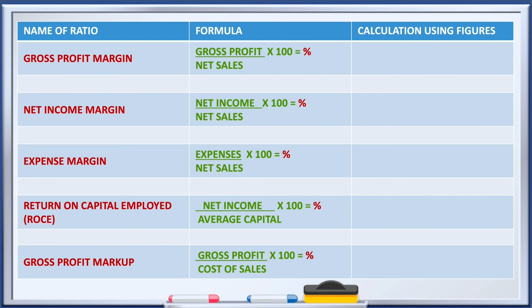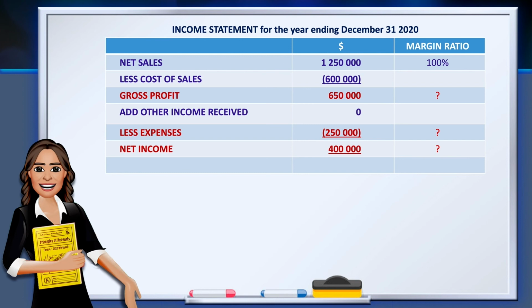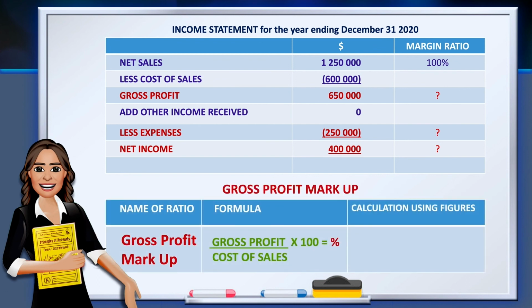A worksheet will be sent to you, and you can also present your answers in this format, where you do your income statement and you put your figures next to the absolute amounts so that you can see the monetary amounts as compared with your margin figures. And you will also have to work out your ROCE separately and your gross profit markup using the formulas.